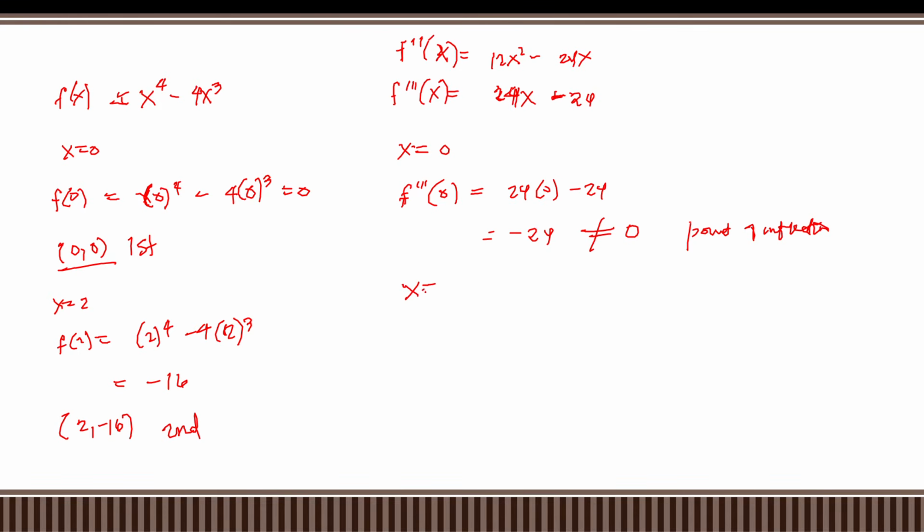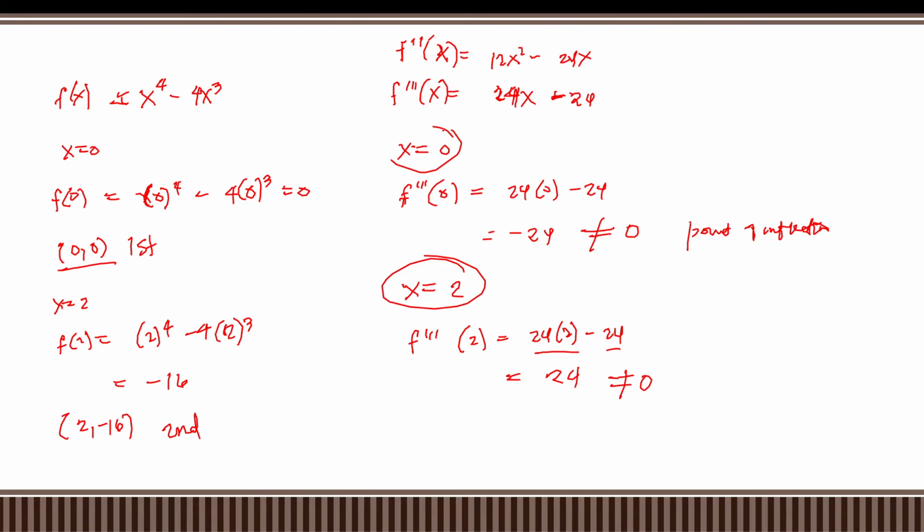And the second one at x is equal to 2. In the third derivative test, we have 24 times 2 minus 24. The resulting one is 48 minus 24, that is 24. So 24 is not equal to 0. Therefore, x equal to 2 and x equal to 0 are the points of inflection by the third derivative test. That's all about problem number 1. Let us now proceed with problem number 2.